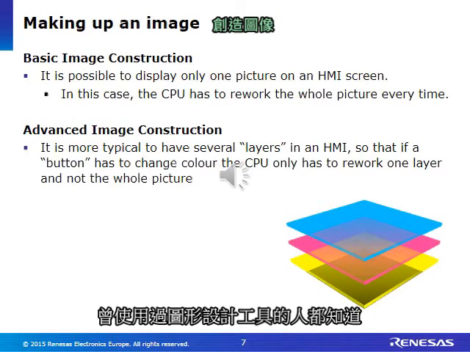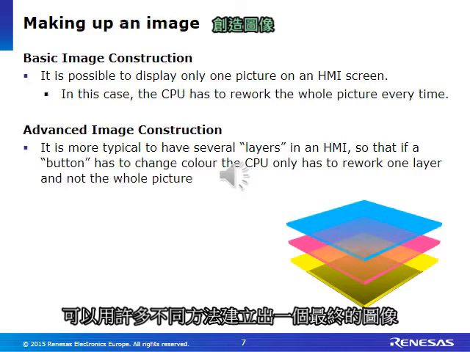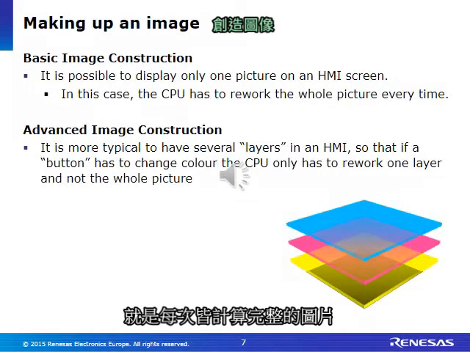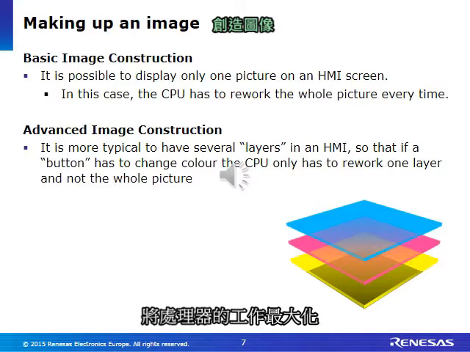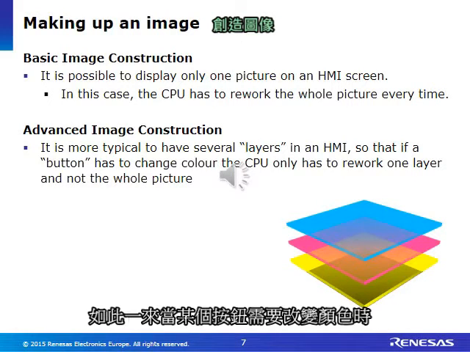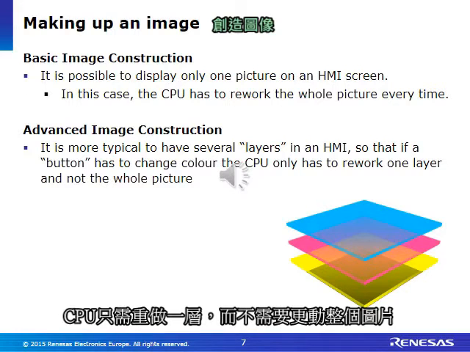Anybody who has worked with graphical design tools knows there are actually various ways of constructing one final image. The most basic way to construct an image and show it on a display is to work out the full picture every time, maximizing the work the processor has to perform. In an advanced design approach, it is more typical to have several layers in an HMI, so that if a button has to change color, the CPU only has to rework one layer and not the whole picture.